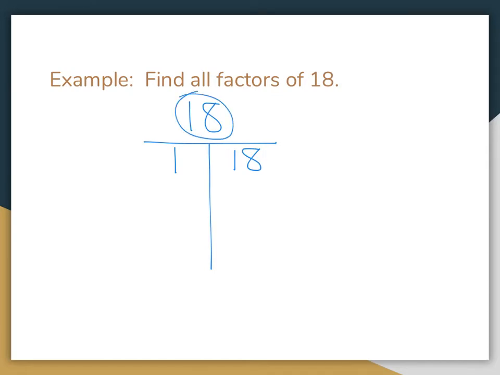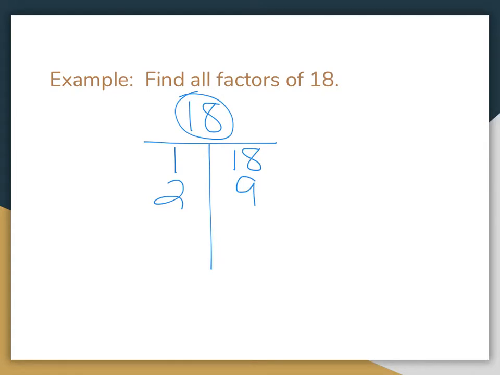Then we start after the number 1 and work our way up until we get around the T. After the number 1 comes 2. You ask yourself, does 2 go into 18 evenly? And the answer to that question is yes. So we write 2 underneath 1. Then we list its factor pair on the other side of the T. What do we multiply 2 by to get 18? 9. So I put 9 on the other side.